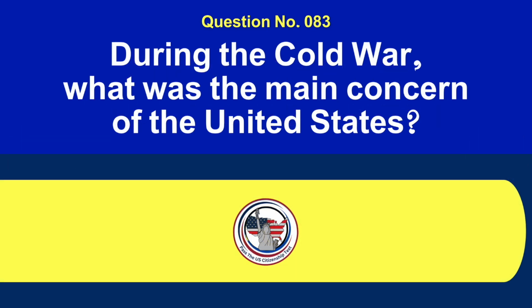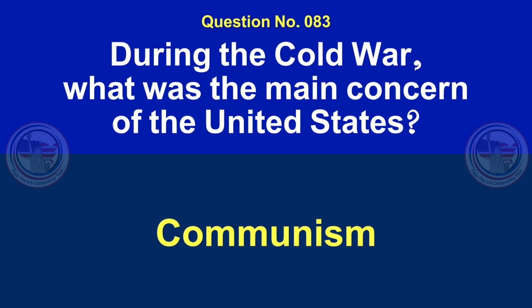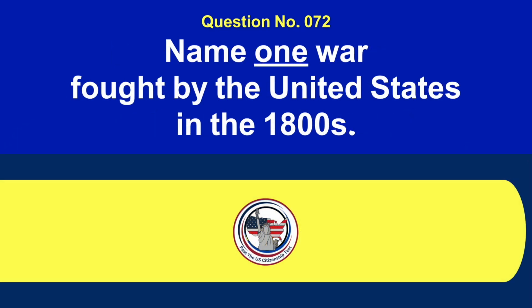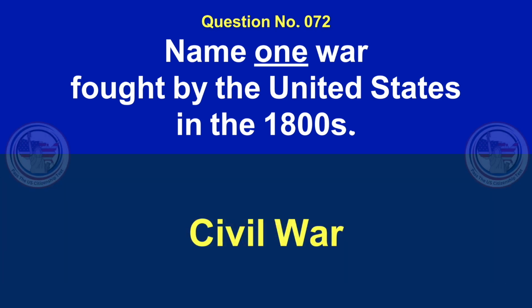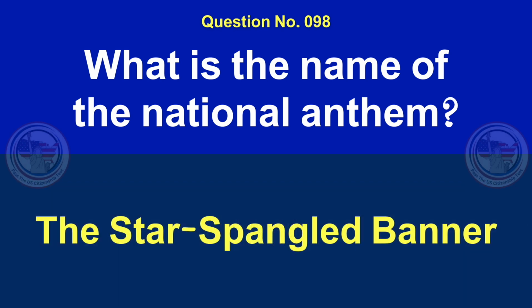During the Cold War, what was the main concern of the United States? Communism. Name one war fought by the United States in the 1800s. Civil War. What is the name of the national anthem? The Star-Spangled Banner.